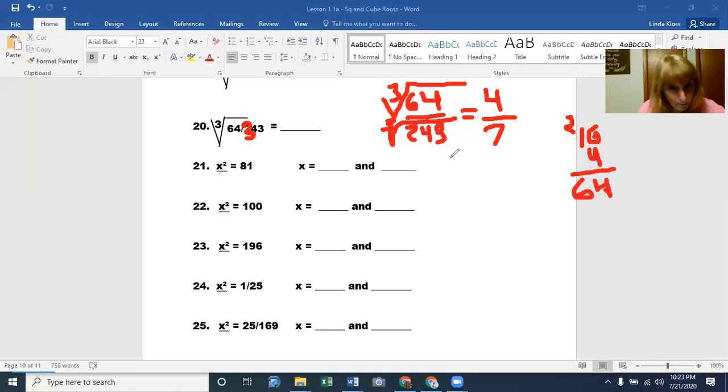Okay, let's try number 23. Now we're getting x squared equals 196. So what could x equal? Well, we have to find a number to find x. If you remember this from last year, if you have x squared, you're going to want to take the square root of both sides. The square root of x squared is x, and then we need the square root of 196.